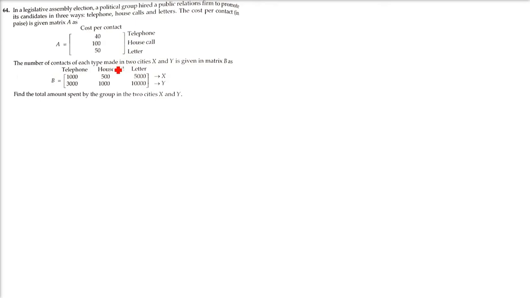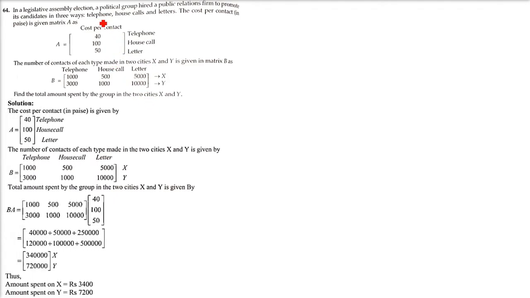The second matrix is the number of contacts of each type in the two cities x and y, given in matrix B: telephone, house, letter for x and y. Find the total amount spent by the group in the two cities x and y. So the answer should come as only two values. So just see the order, then we will multiply. Essentially we have to multiply these two matrices, nothing else.